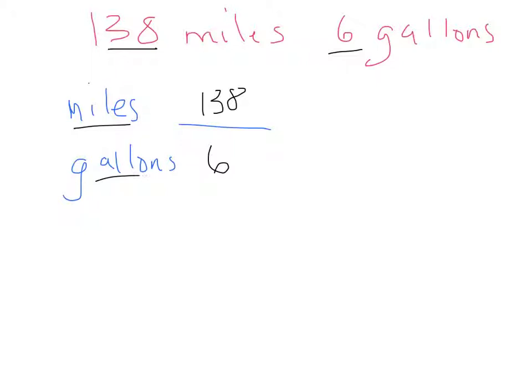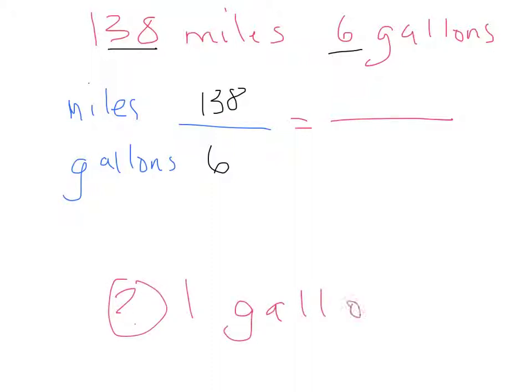What I want to think about is that I could have done it the other way. I could have put the gallons on top. It doesn't matter. I just have to be really careful when I write this next step. Okay, I want to know how far can I go on 1 gallon? Or how far can I go on, I could have said, each gallon. So that's what I want to think about. So 1 gallon is going to be here.